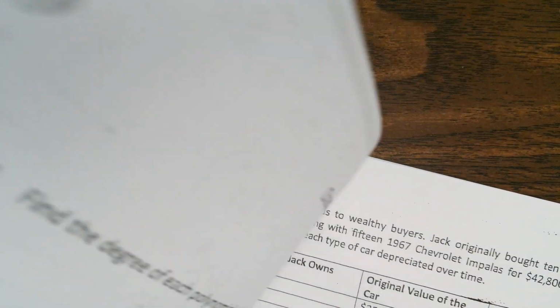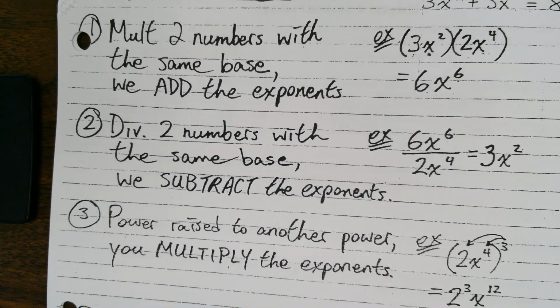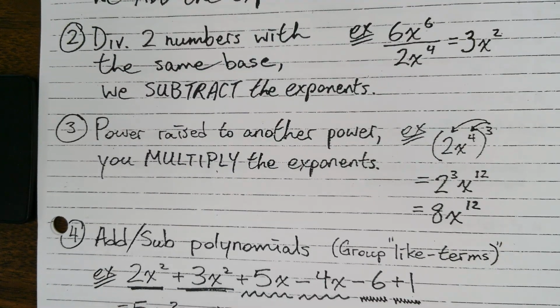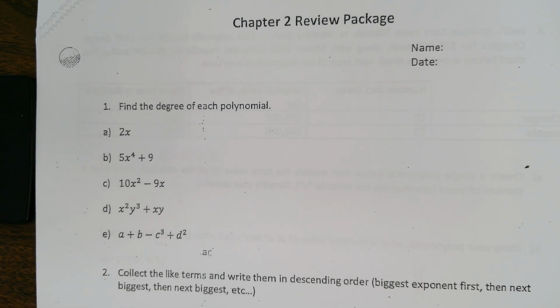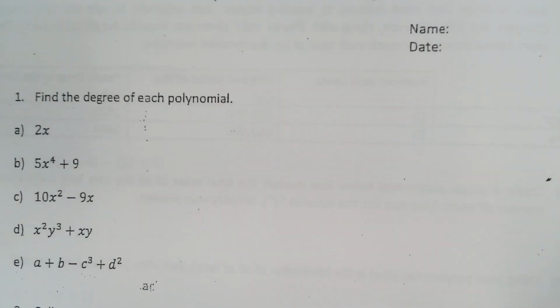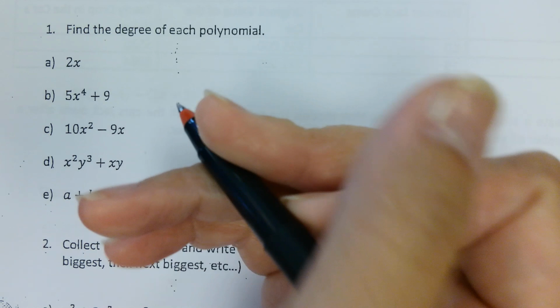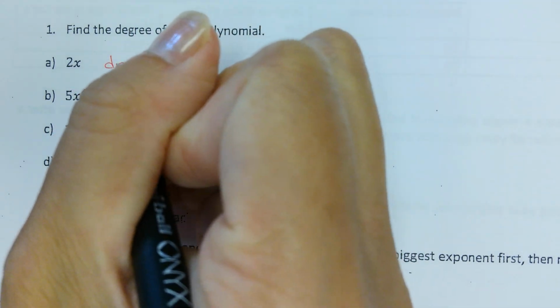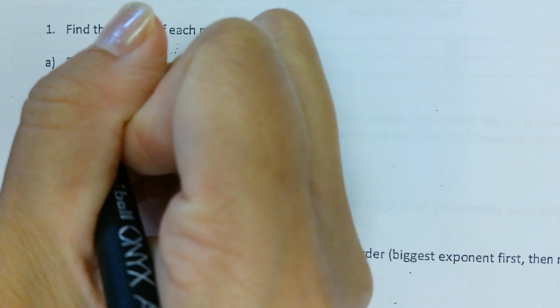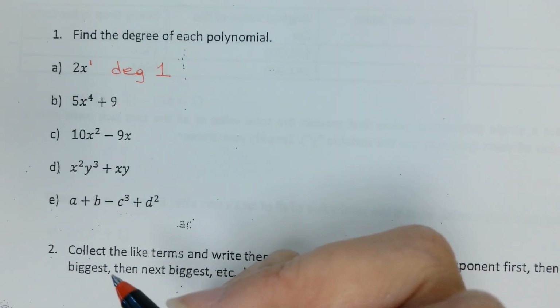I have, let me see, the review. So let's start working on the review in class today. Okay, let's quickly pick up number 1. Since we're doing the review, I forgot to mention the degrees, so let's go over it together. Just number 1. Find the degree of each polynomial. What is the degree here? Degree 1, because it's the exponent on the variable. In this case, 2x is the same as 2x to the 1, so it has a degree 1.